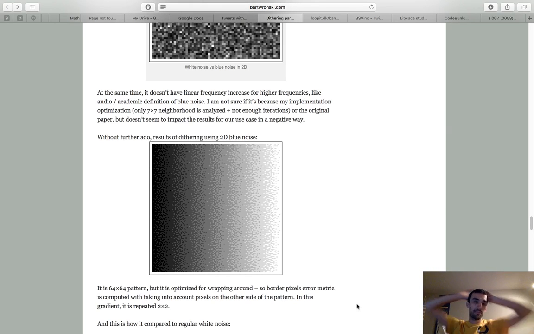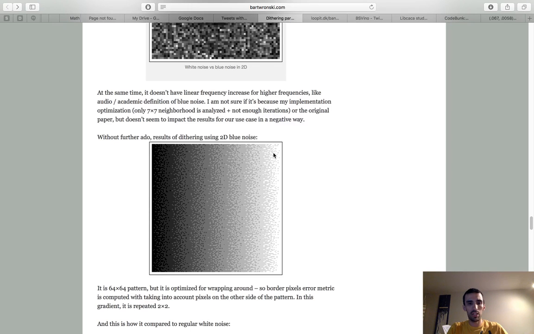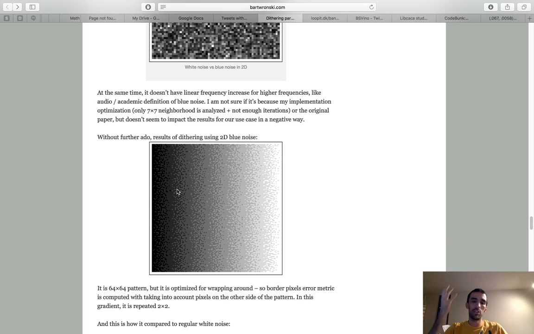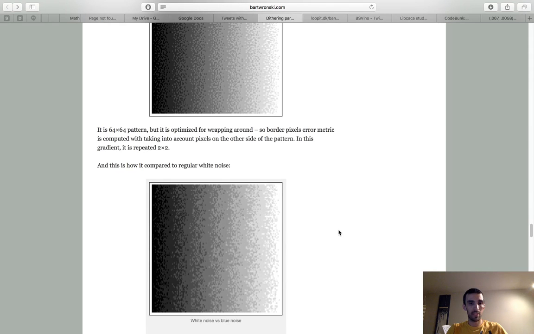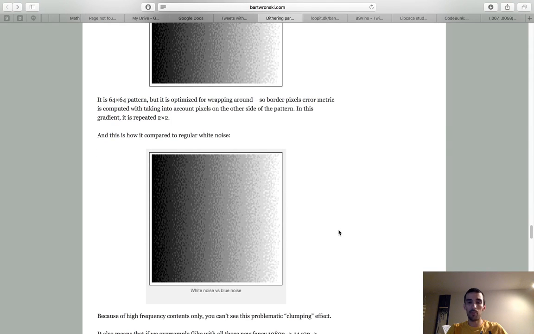Fair enough. So he's not even using a Bayer matrix now. He's just doing the dithering with a regular noise matrix. So that's interesting. That's a 64 by 64 pattern, but optimized for wrapping around.